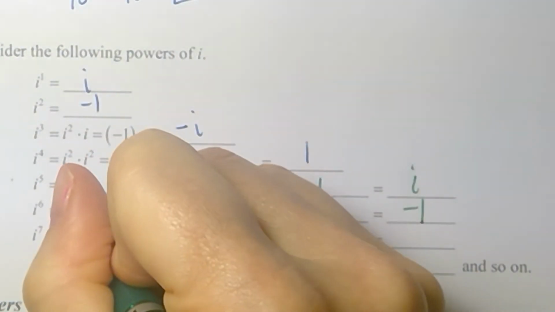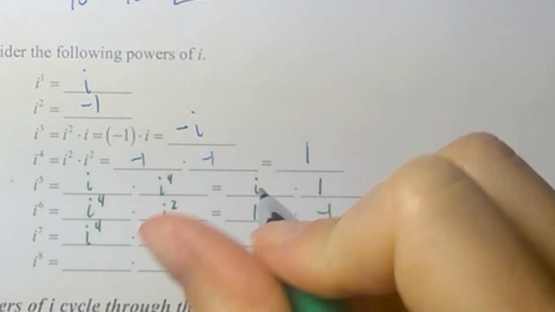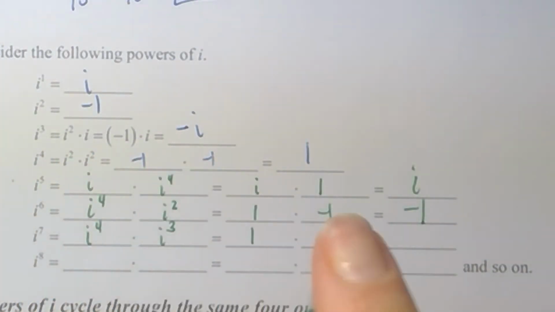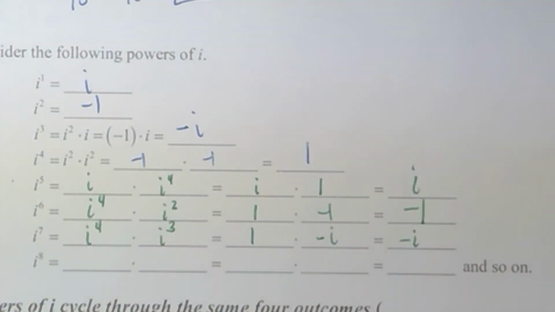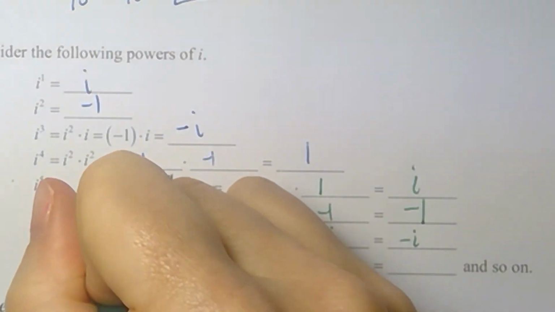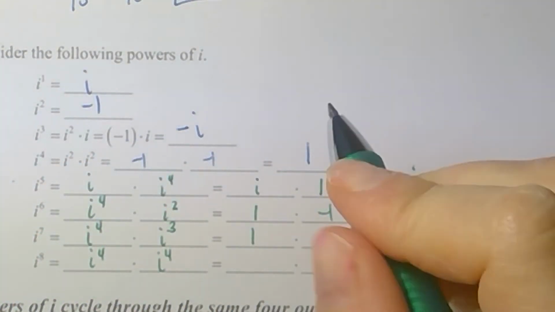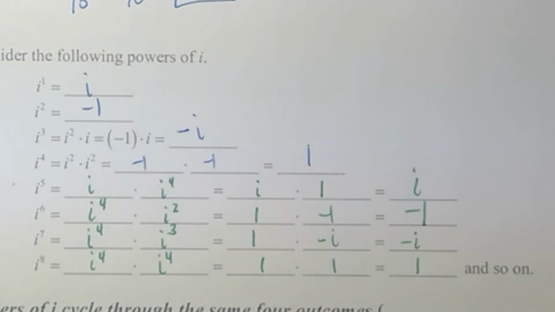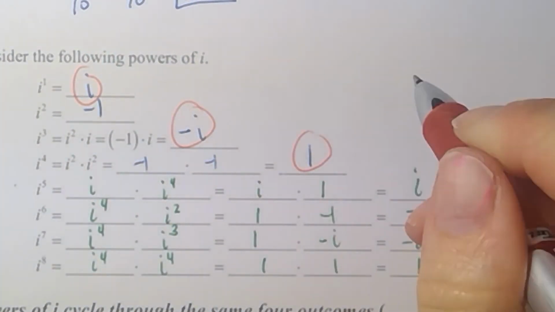i to the seventh is i fourth times i cubed. i to the fourth is 1, and if I look up here at my pattern, i cubed is negative i, so that is negative i. And then i to the eighth is just i to the fourth times itself, or 1 times 1, which is 1. And I want you to look and see what we're doing here. We've got i, negative i, 1.